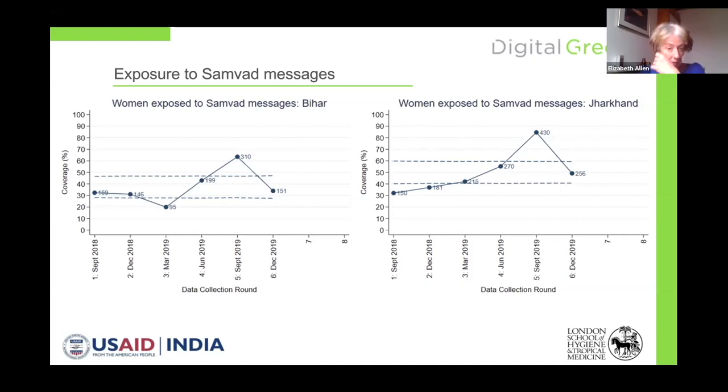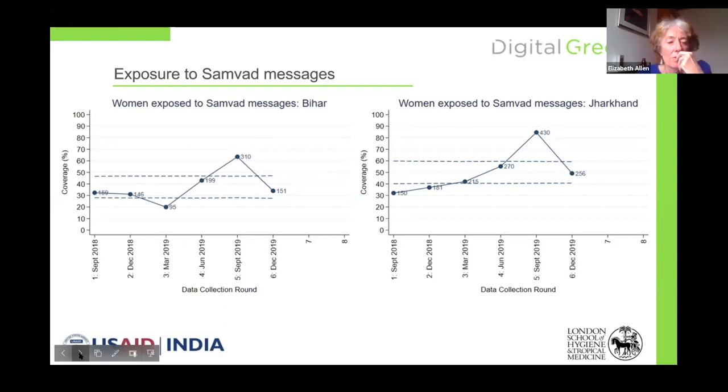And if you look at these graphs, first of all, we've done it by state here. So the first example is women exposed to Samvad messages in Bihar. And then the second graph is women exposed to Samvad messages in Jharkhand. What you can see is, there's no conclusive decision here, but it looks like in Bihar, if we take it as an example, we had the first couple of rounds with reasonable coverage, and then there was a drop. And I think probably Sanjeev would be able to tell you why there was a drop, because we did look into that.